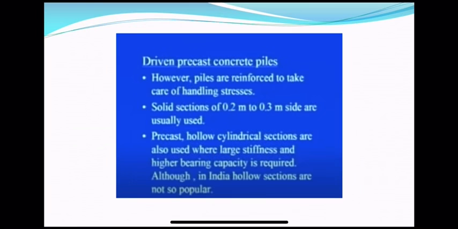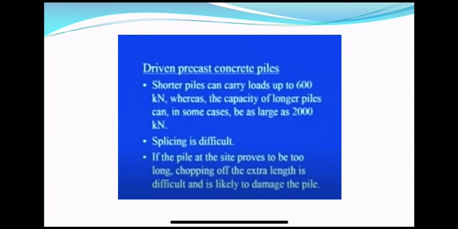Now, precast hollow cylindrical sections are also used where large stiffness is needed. Although in our country, India, these hollow sections are not so popular, in many countries abroad they have been used in construction. Then what is the load range? Shorter piles can carry loads up to 600 kilonewton, whereas in the case of longer piles the capacity is of the order of 2000 kilonewton.